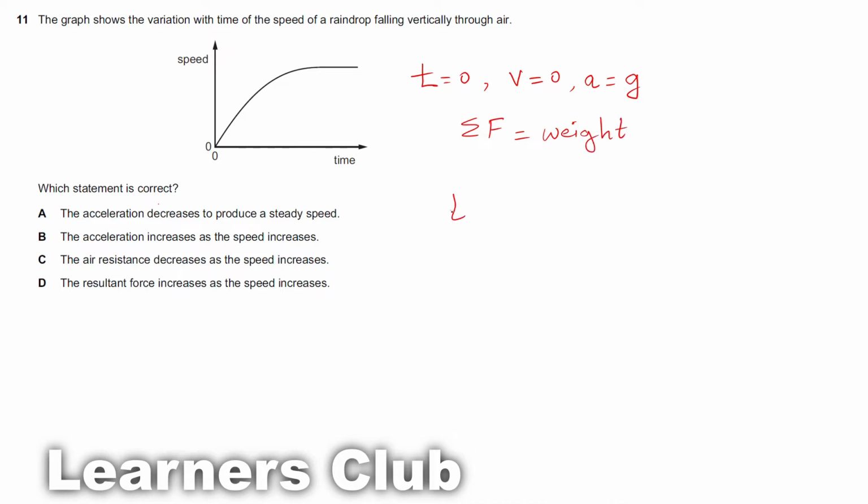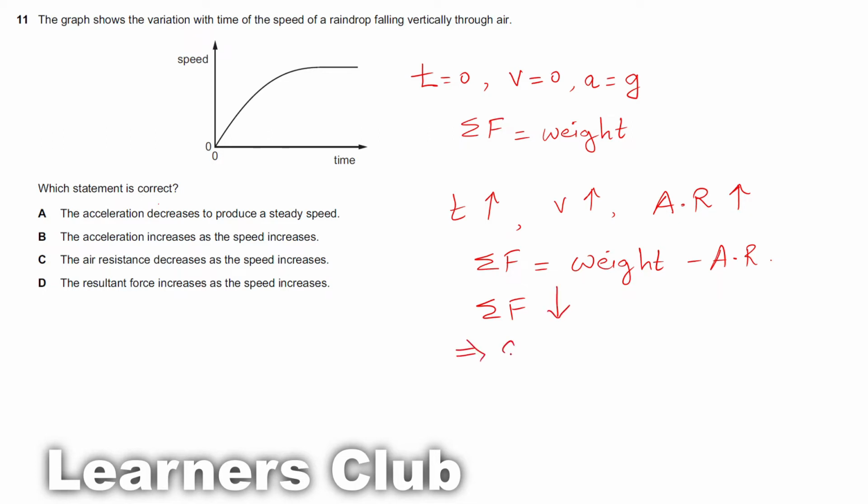Now, as time increases, the speed is going to increase. In other words, when speed increases, air resistance also increases. As a result, the resultant force is going to be the weight minus air resistance, which means the resultant force is decreasing. As a result, acceleration will decrease.